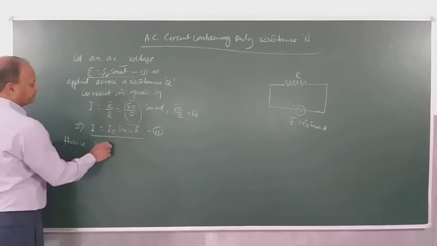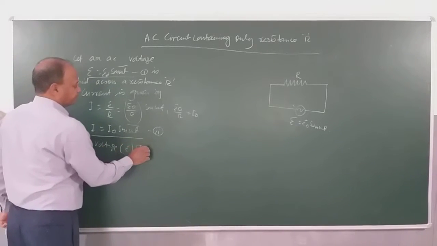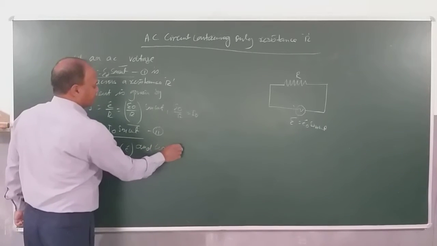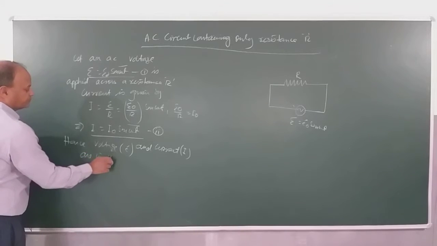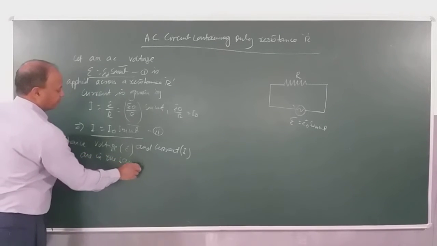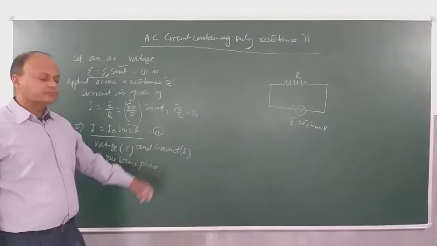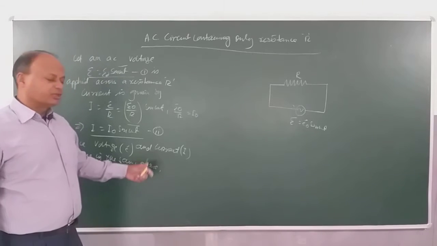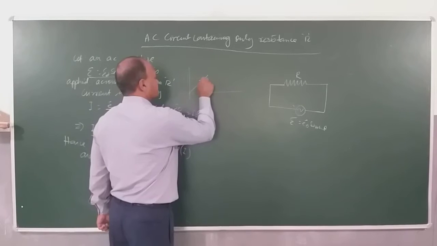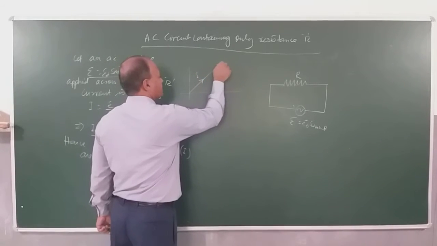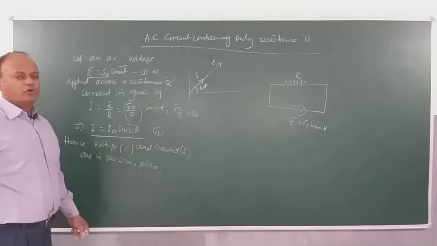voltage E and current I are in the same phase. Current and voltage, both in the what? Same phase. I can represent it like this. This is I and this is E, and both have the same phase, that is omega t.